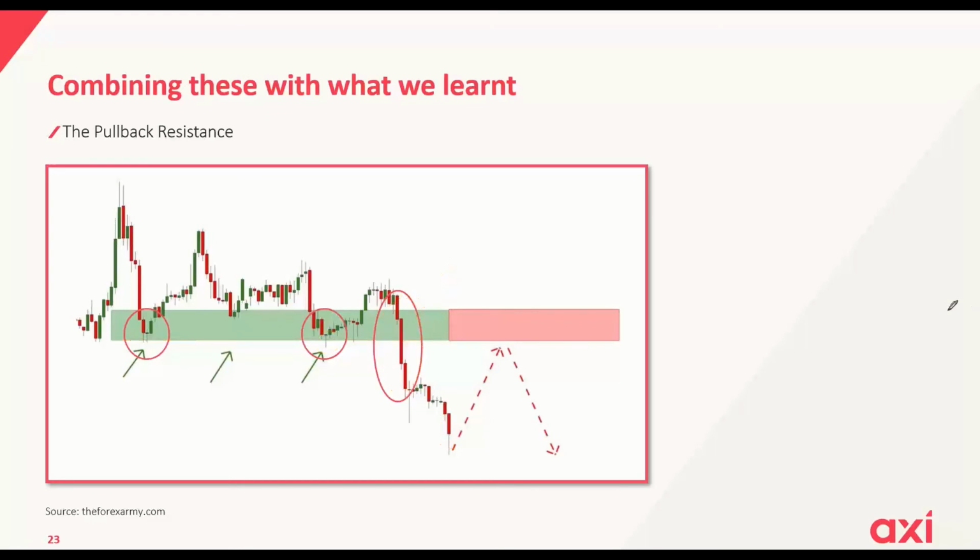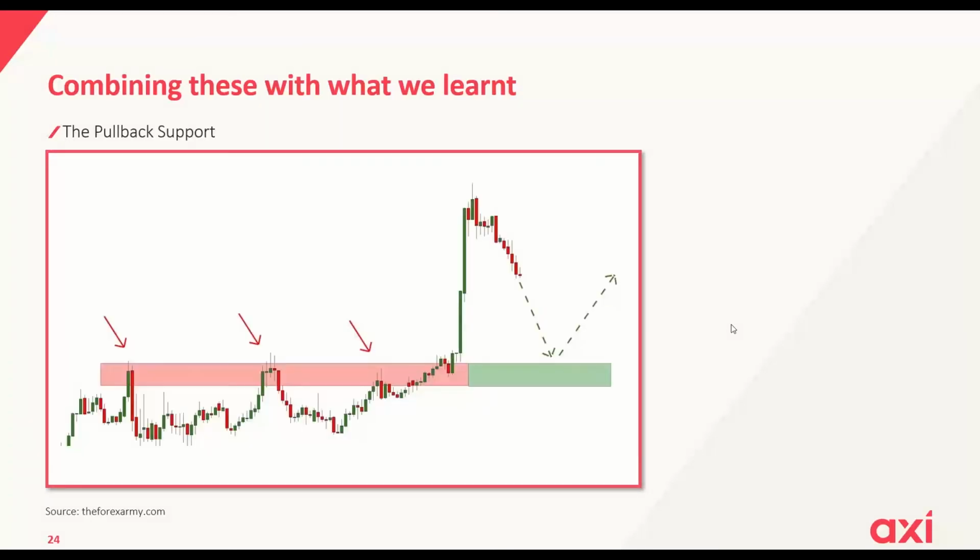I'm just going to run through some examples here with you guys, right? Same thing for here, the pullback support. You can see very nice little candlestick formations being formed over here, right? And when we come down to here, what we're going to look for is a candlestick formation, look for a bounce.